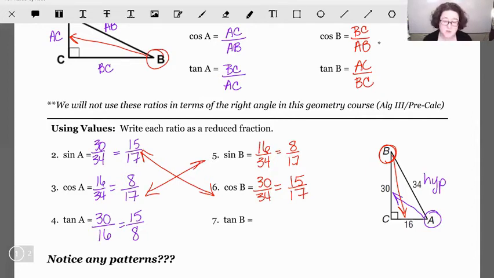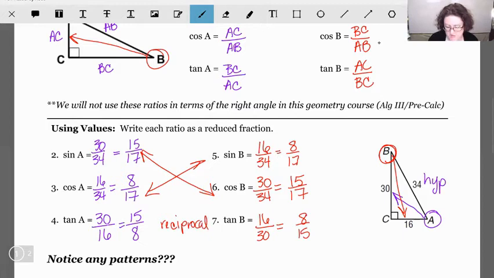Tangent, again, opposite over adjacent. Opposite from angle B is 16. Adjacent is 30. Reduce that down, that's 8 over 15. Those guys are reciprocals of each other. So it's not a relationship we're going to use that much in this class, but that will definitely be important in Algebra 3 Trig and Pre-Calc. And so that is a big pattern, and that's something that you definitely want to file away and keep an eye out for. And in fact, I can actually use that to predict some values in a slightly different fashion. So a few more examples.